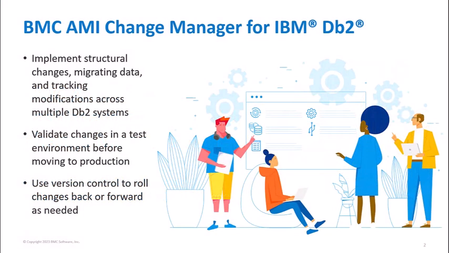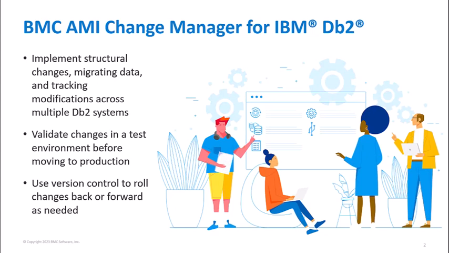First, let's look at Change Manager for DB2. Change Manager works on the principle that you have a source environment that has a number of changes in it, and you want to move those changes to a target environment. Change Manager compares the two environments, understands the changes, and then builds the job streams, the DDL, the SQL, the control statements needed to move those changes from the source environment to the target environment.